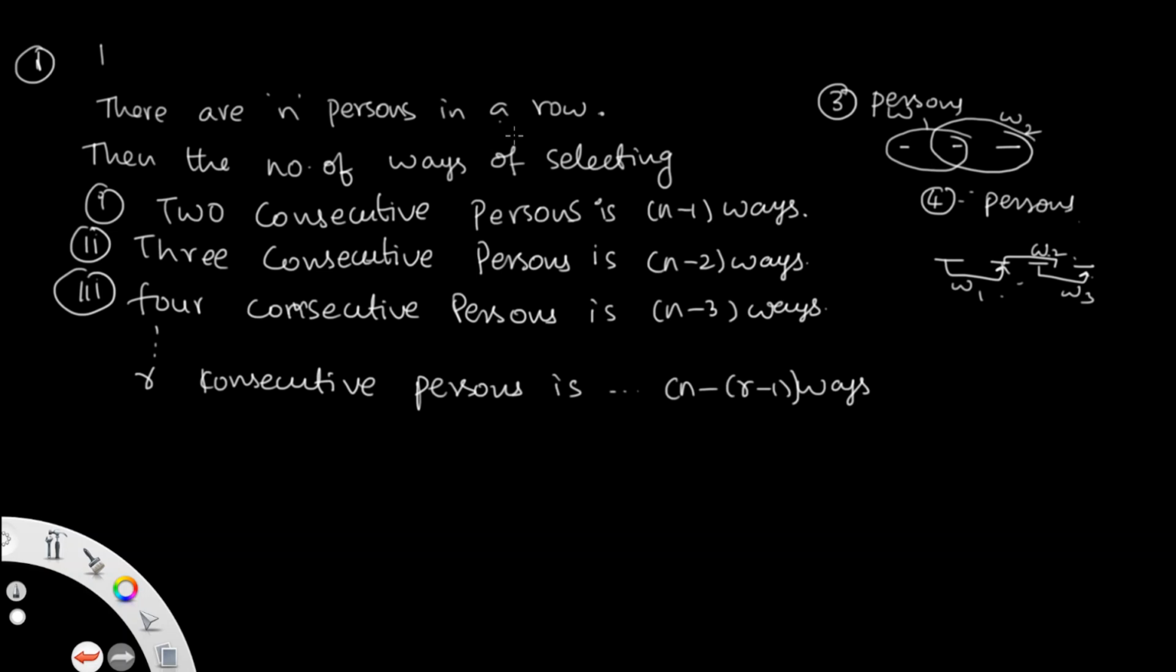So nothing but, if there are n persons in a row, then the number of ways of selecting two consecutive persons is always one value lesser, that is n minus 1 ways. Three consecutive persons is n minus 2 ways, and four consecutive persons is n minus 3 ways. Similarly, selecting r consecutive persons is n minus of r minus 1 ways. This is the general example, so that is the general concept.